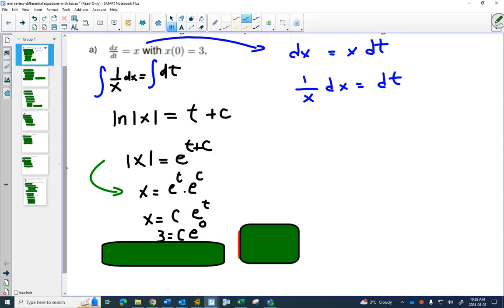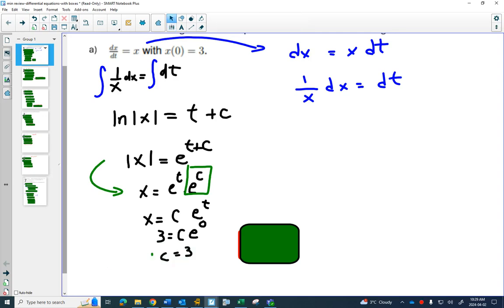Okay. So going from here, adding exponents is the same as multiplying, this part right here is just a number, so we can write it out as c in front. e to the 0 is 1, so c happens to be 3.